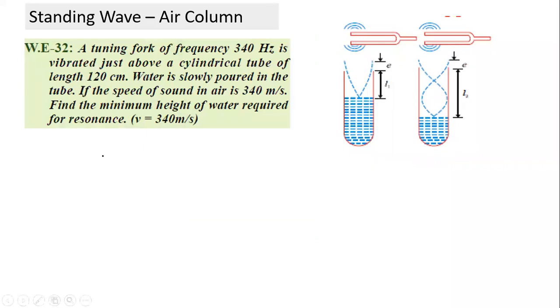And let's understand this in terms of a simple example. A tuning fork of frequency 340 Hertz is vibrated just above a cylindrical tube of length 120. So the length of the tube is 120.